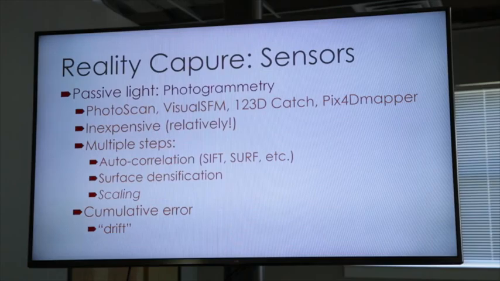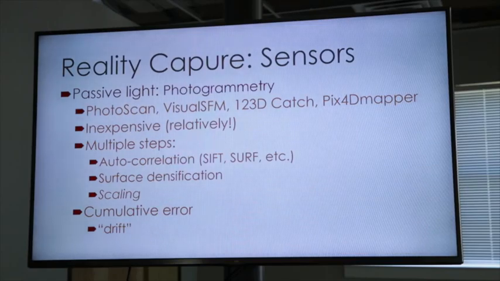You know, there's really two primary steps in here. There's the big one, autocorrelation, matching points on images automatically, and that is really what makes this software possible. And I don't know how many of you are aware of the algorithms behind this. SIFT was really the magic algorithm that made this feasible on large scale. And then we're going to densify the surfaces between these correlated points.